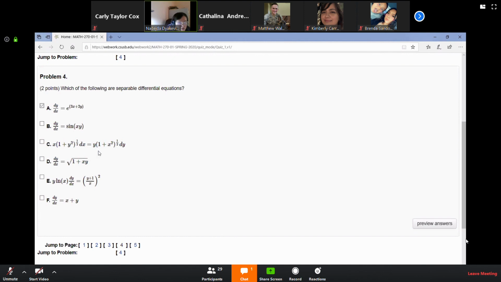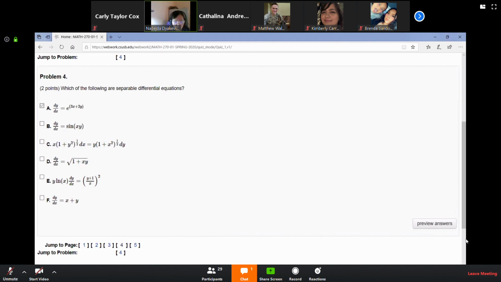How about part C? For this one, I'm going to copy the equation on paper and I'm going to investigate. So I'm copying the equation. It's x times (1 plus y squared) to the power 1/2 dx, and here we have y times (1 plus x squared) to the 1/2 dy. So I copied the equation. I believe I copied it correctly.